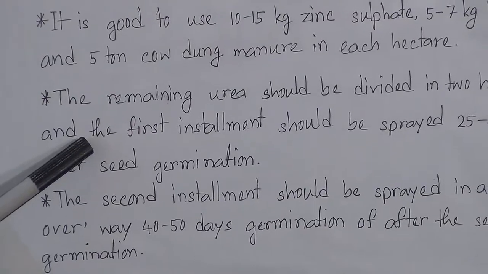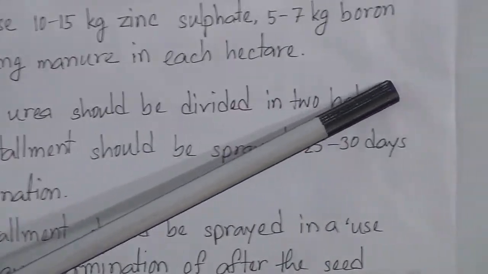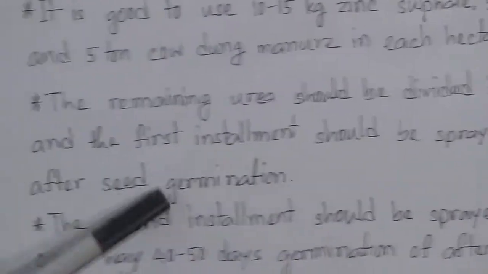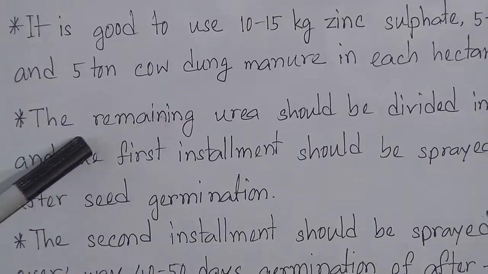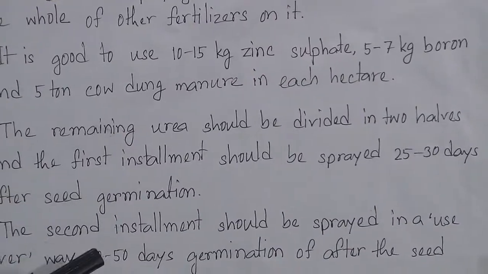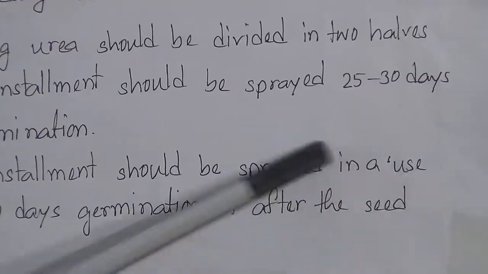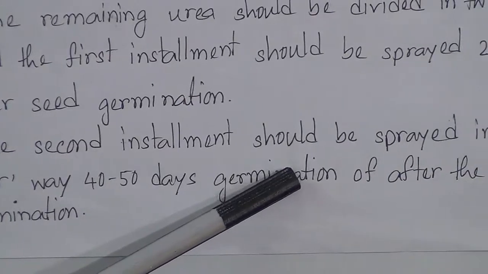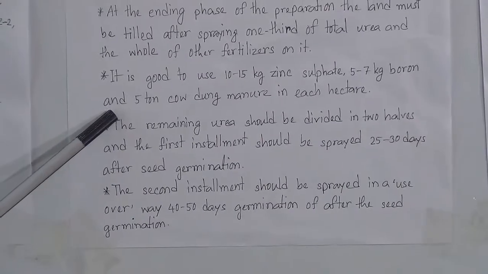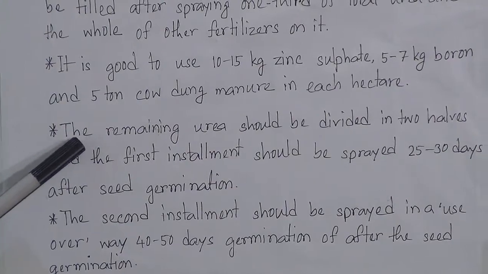And we have remaining urea, and what will you do? The remaining urea should be divided in 2 halves, and the first installment should be sprayed 25 to 30 days after seed germination. The second installment should be spread 40 to 50 days after the seed germination. So we will apply urea in 3 times, in 3 ways.